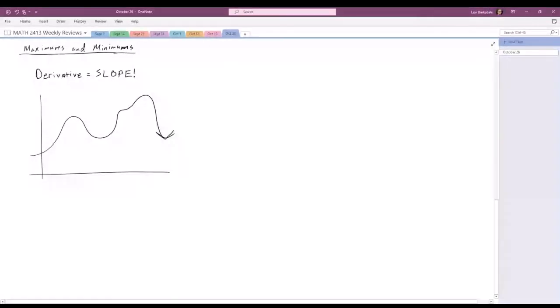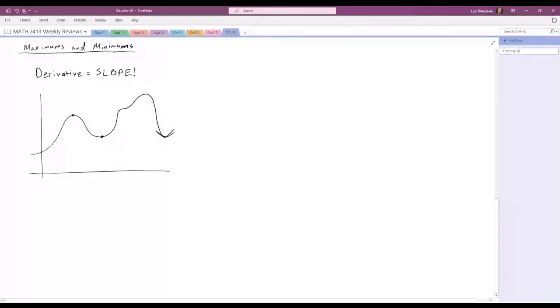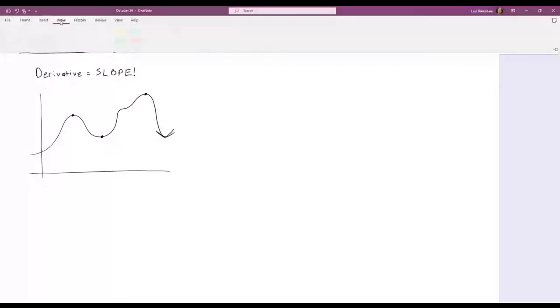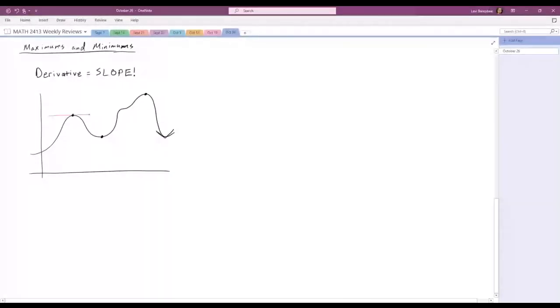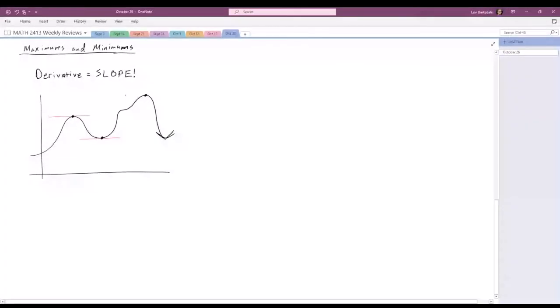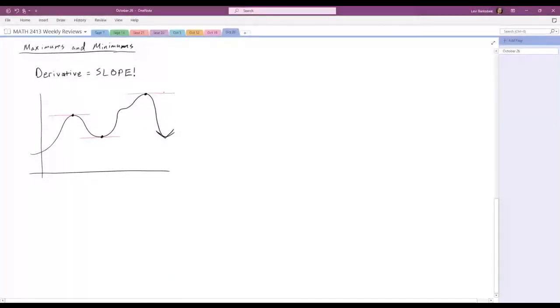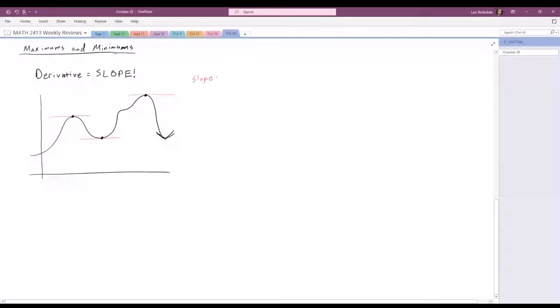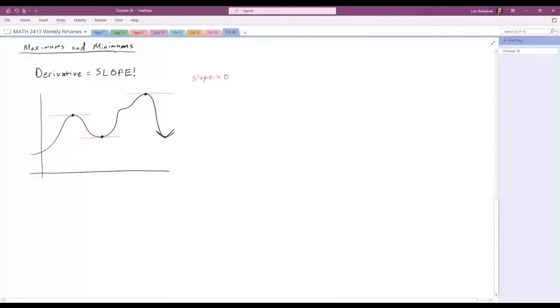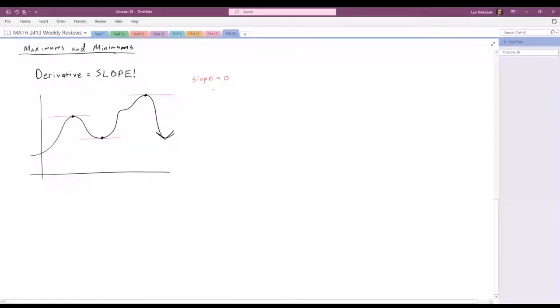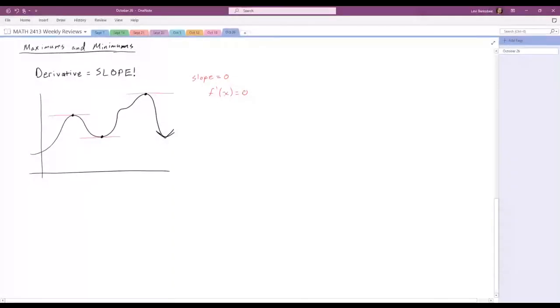Perfect. If we look at all the points where we have a local maximum or a minimum, they all have something in common. And that something is they all have a horizontal tangent line. So you can see, right there you got a horizontal tangent, right there you got a horizontal tangent, and right there we have a horizontal tangent. Now, horizontal tangent means that our slope is equal to 0. But since our slope is the same thing as our derivative, that tells us that our derivative should be equal to 0. And this is true wherever we have a maximum or a minimum for a continuous function. Your derivative will be equal to 0.